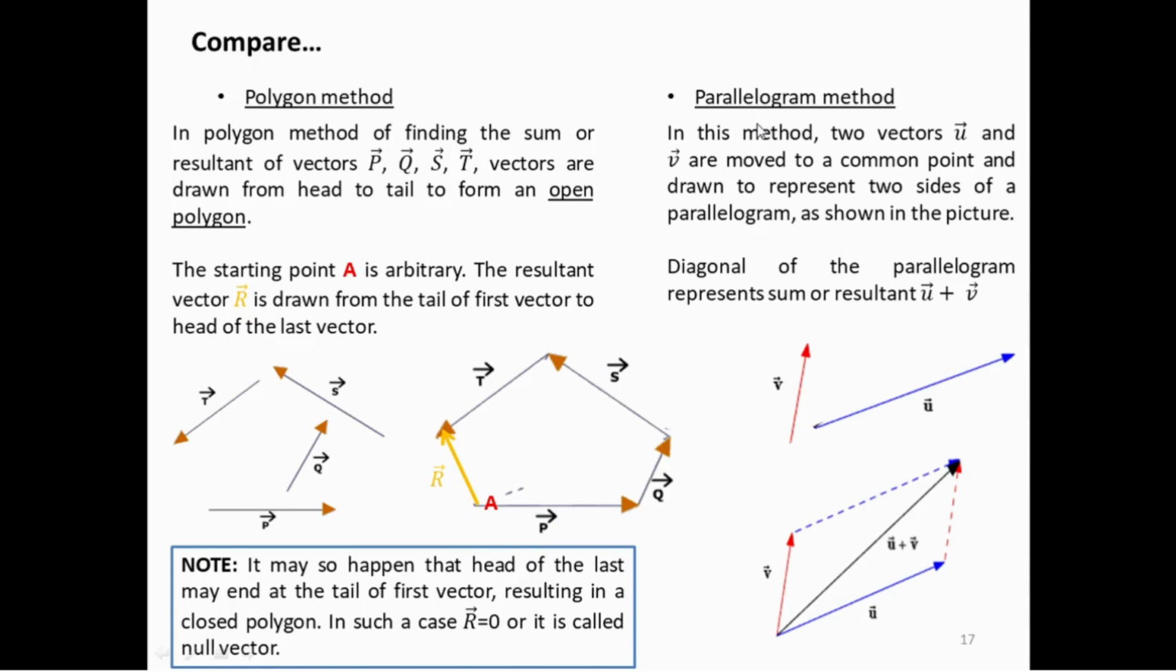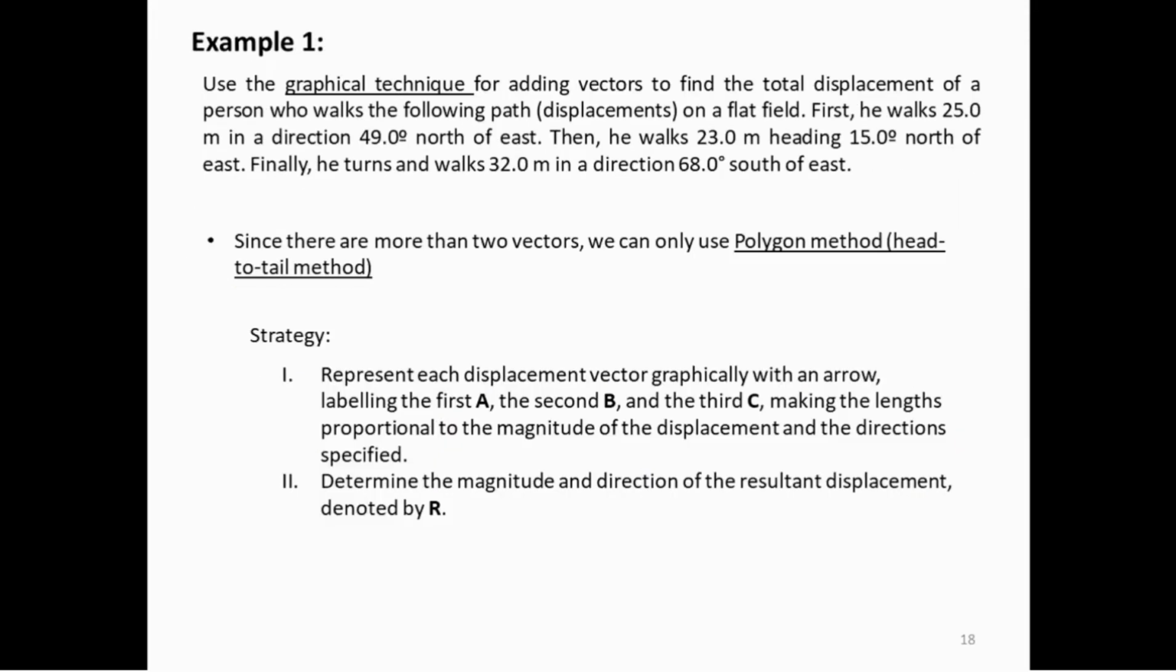But okay, the most important thing that you should remember is that in the graphical method, you do not have to calculate here, but rather you have to use the ruler and protractor, which I will be showing in the next examples. So in our first example, we are instructed to use the graphical technique, or any graphical method for adding vectors, to find the total displacement of a person who walks the following path.